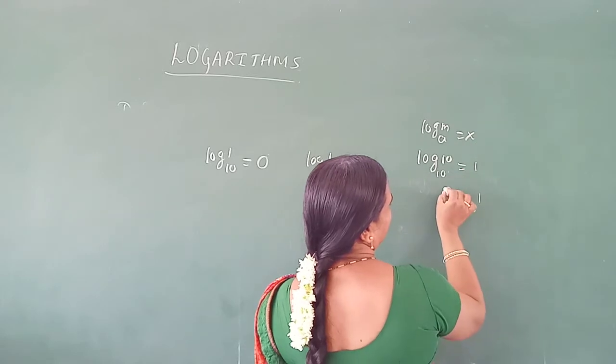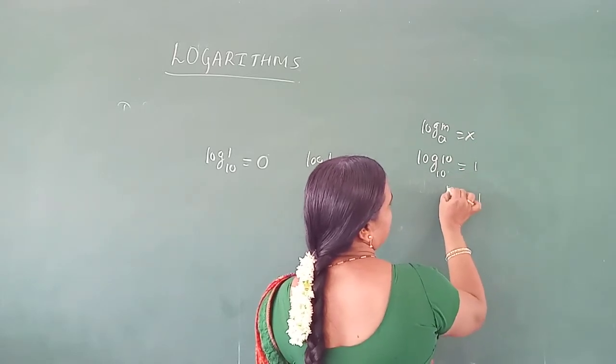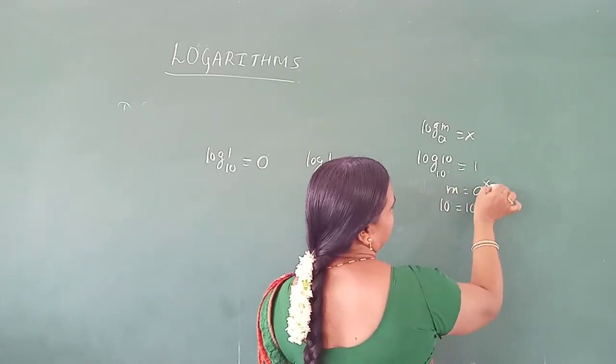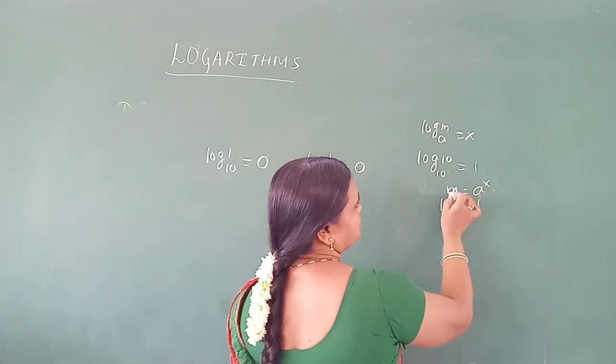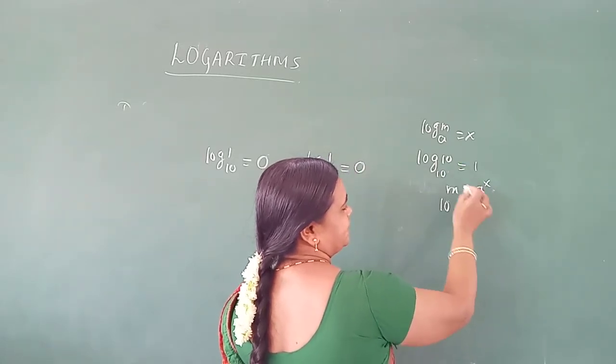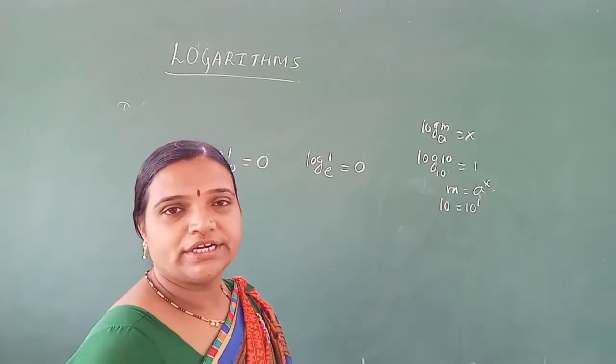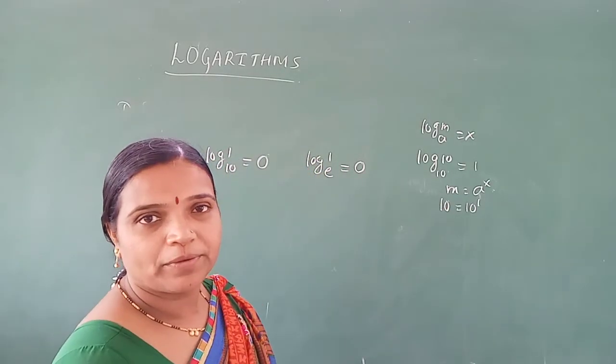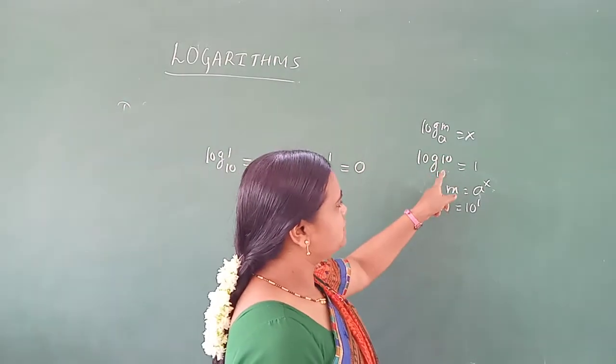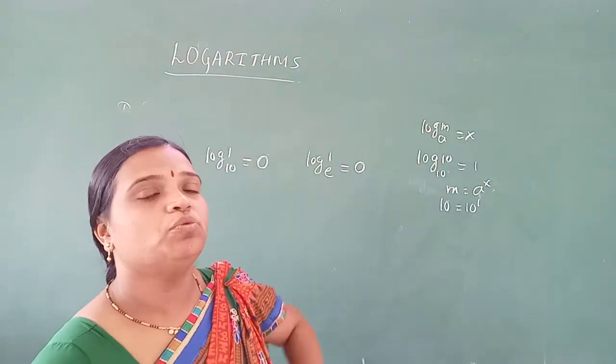But it exists if and only if m is equal to a to the power x. Correct? What is your m? 10. A is 10. X is 1. Therefore, remember that log 10 to the base 10 is 1. If these two are similar, always you will get 1.